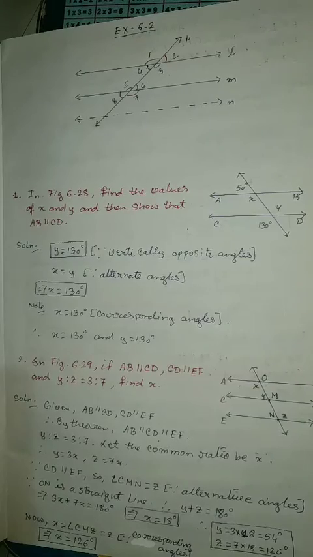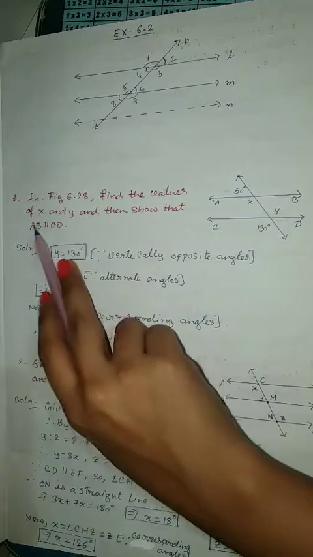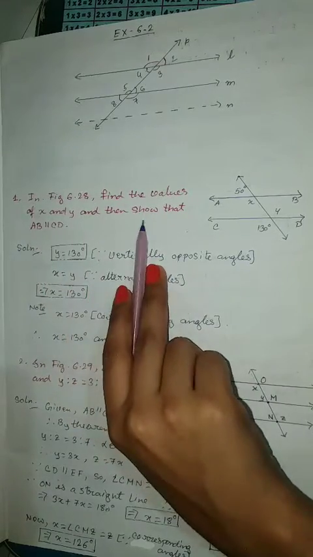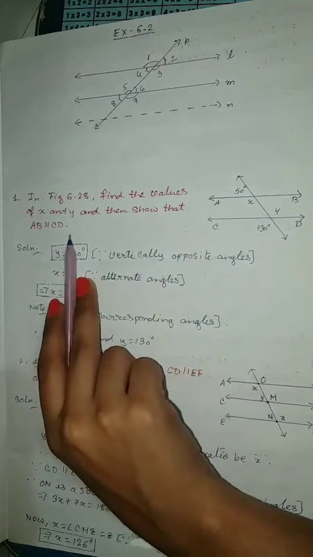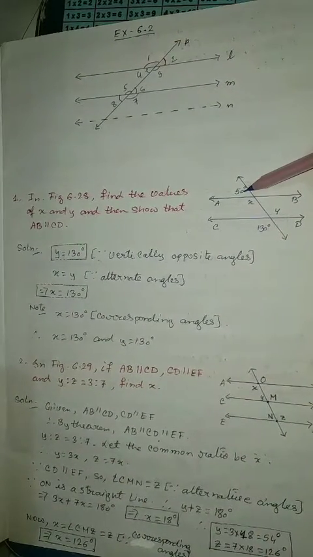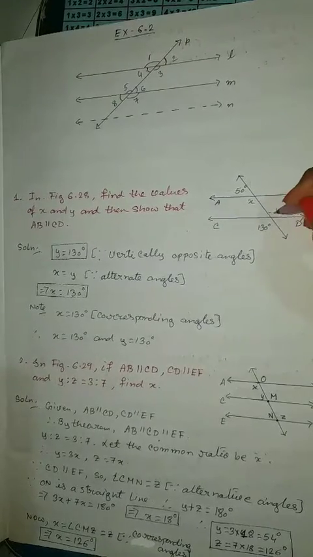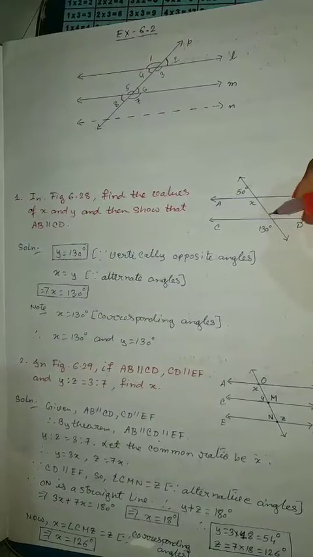Exercise 6.2. Question number 1 says, in figure 6.28, find the values of x and y and then show that AB is parallel to CD. This is the given diagram. This particular angle is 50 degrees, this is angle x, this is angle y, and this would be angle 130 degrees.